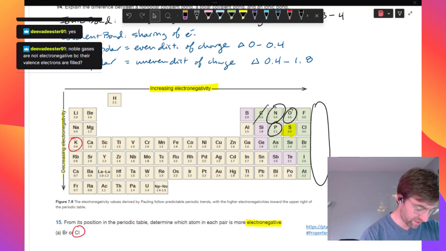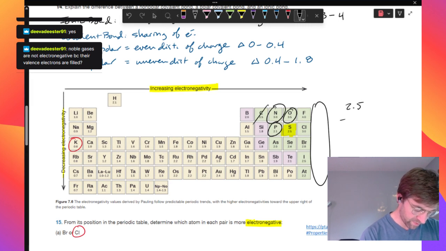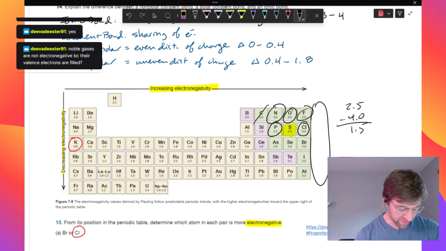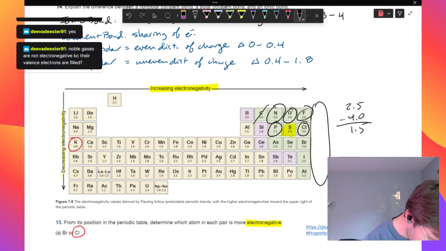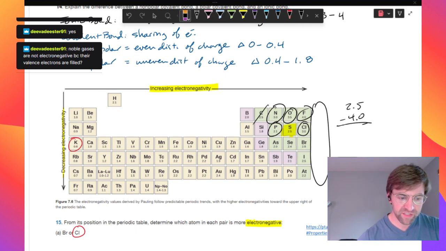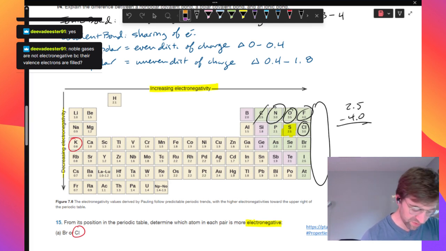So nitrogen, oxygen, phosphorus, fluorine would work. It could bond with itself, but that would be nonpolar. And chlorine would also work since it has the same value as nitrogen. I'm going to say phosphorus probably won't work, actually, because it was exactly 0.4.